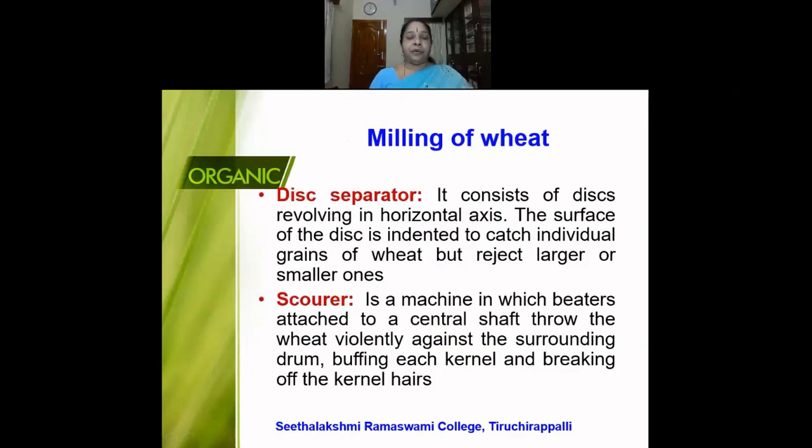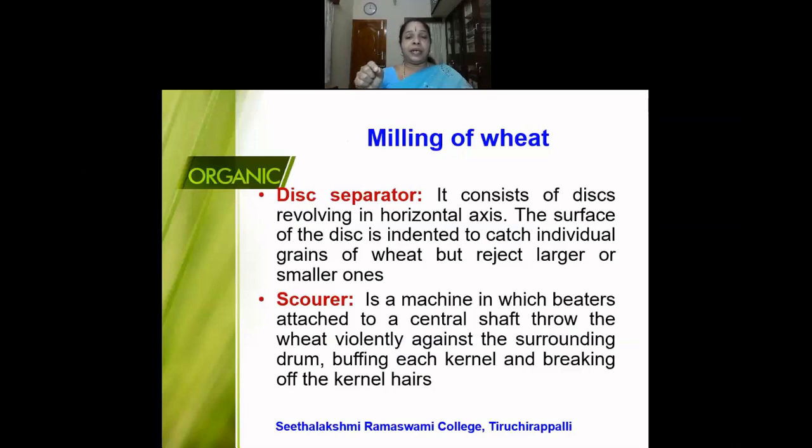After the impurities are removed, wheat passes to the next step. It goes into the disc separator. The disc separator consists of several discs revolving in a horizontal axis or a vertical axis. It depends upon the design of the machine. The surface of the disc is indented. What is indentation? Indentation means there are certain small portions that are hollow in nature. So that is called the indentation.